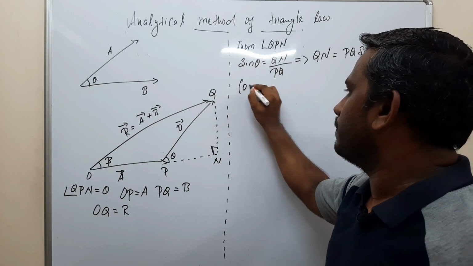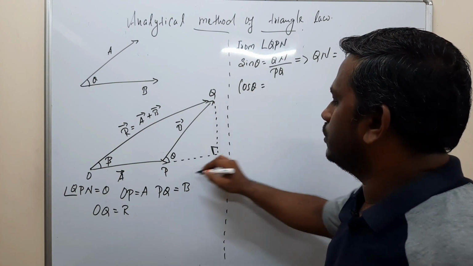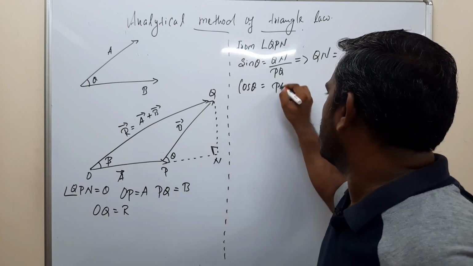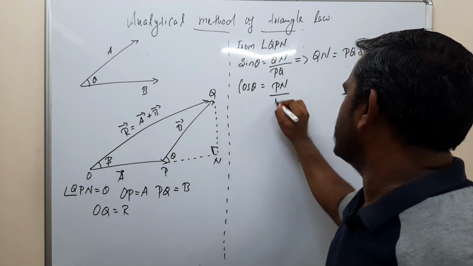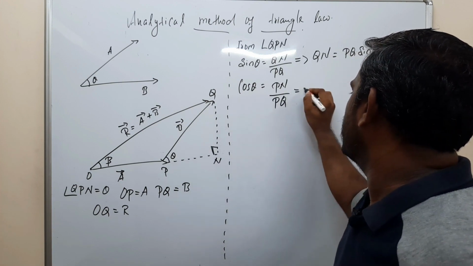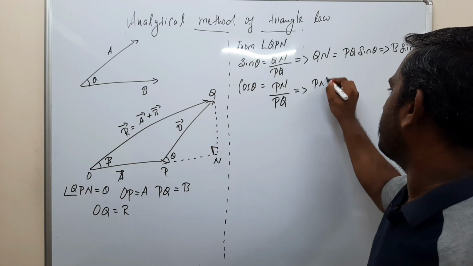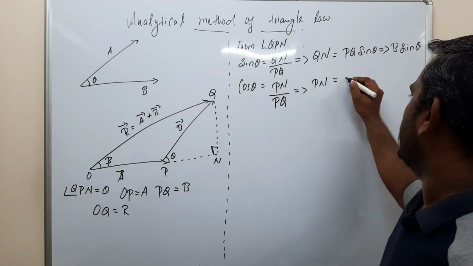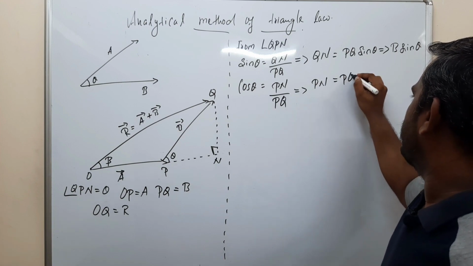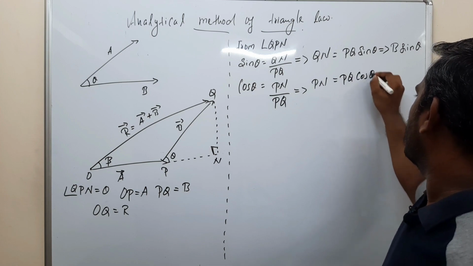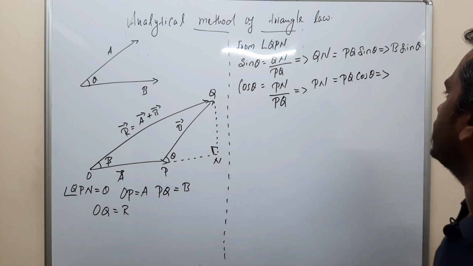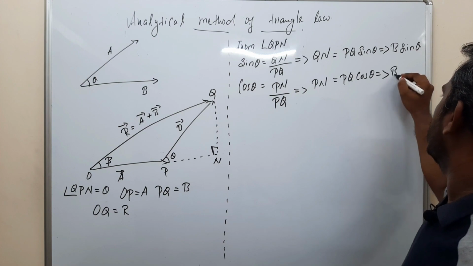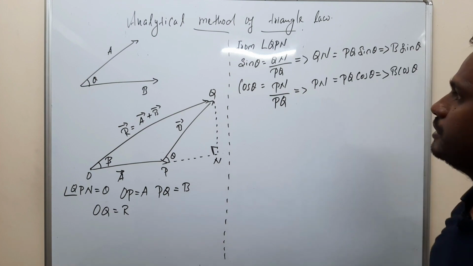Cos theta is equal to adjacent side, that is PN, by hypotenuse, that is PQ. So PN is equal to PQ cos theta. What is PQ? That is B, so PN is equal to B cos theta.